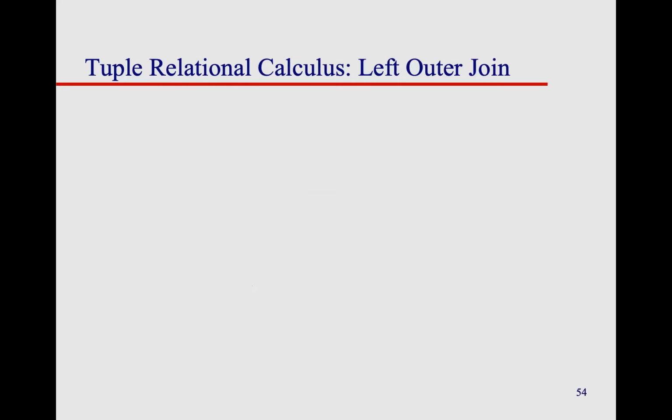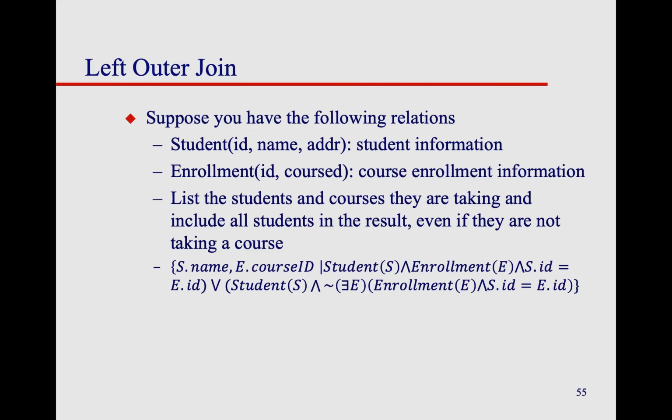Okay, so then moving on to some different operations we might care about. How do we get a left outer join in the relational calculus? So let's say we want to list students and the courses they are taking and include all students in the result, even if they are not taking a course. So that's a left outer join of student with enrollment. So we want the names of all students and the courses they're taking. So we say, let S range over student and E range over enrollment.